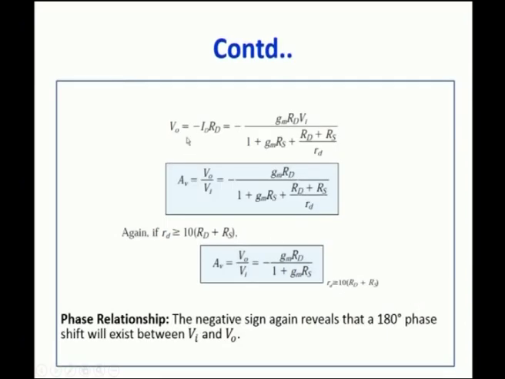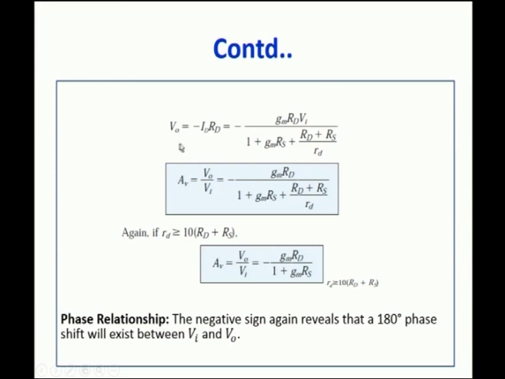We know what V out, or VO, is: that is minus ID RD. We have calculated the drain current, so we replace the drain current here and get the equation for the voltage gain, V out by VO by VI. So, here we have VI.